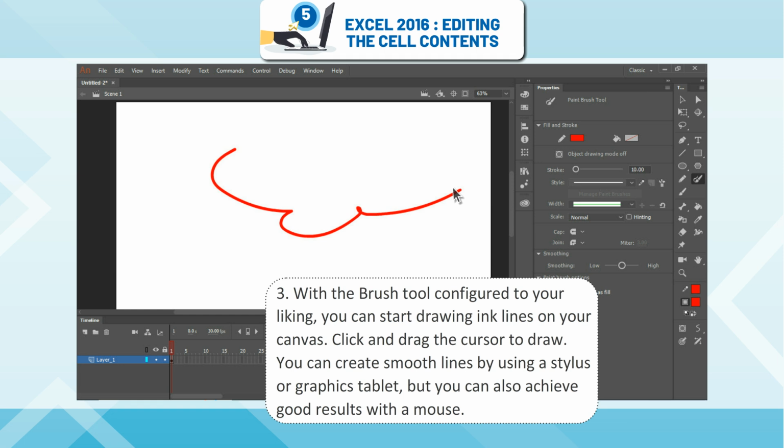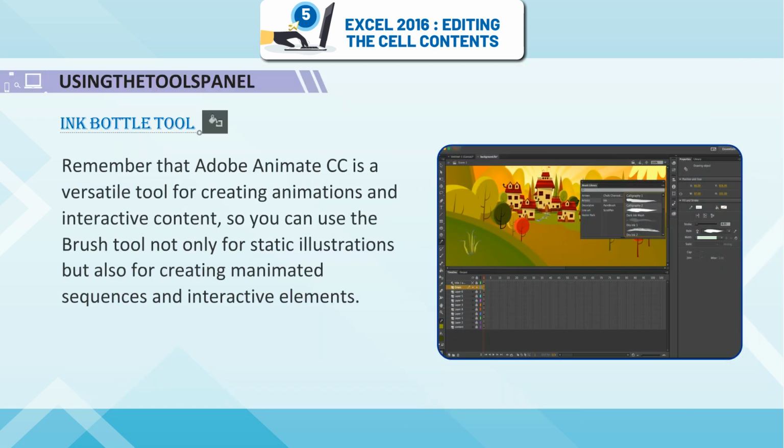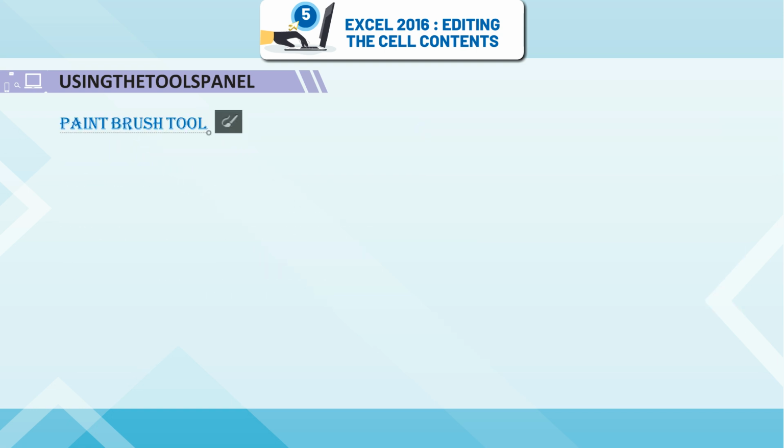You can create smooth lines by using a stylus or graphics tablet, but you can also achieve good results with a mouse. Remember that Adobe Animate CC is a versatile tool for creating animations and interactive content, so you can use the brush tool not only for static illustrations, but also for creating animated sequences and interactive elements.